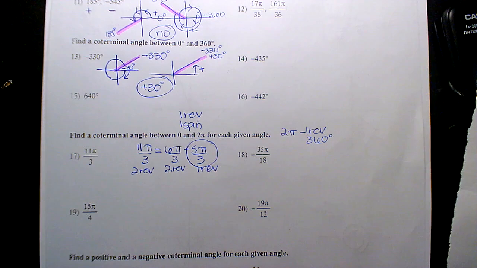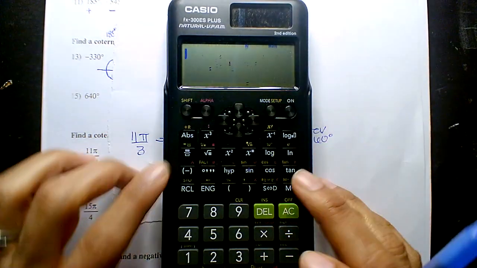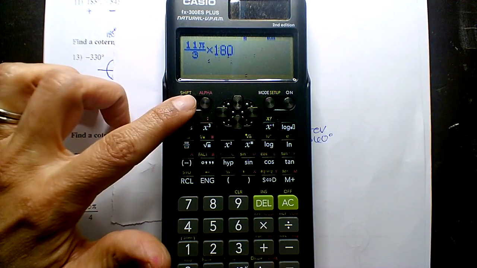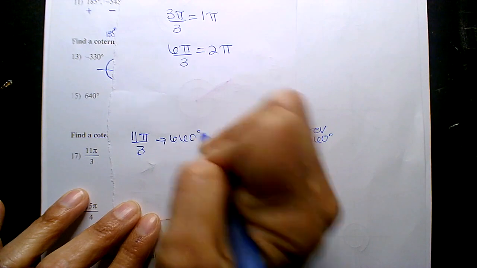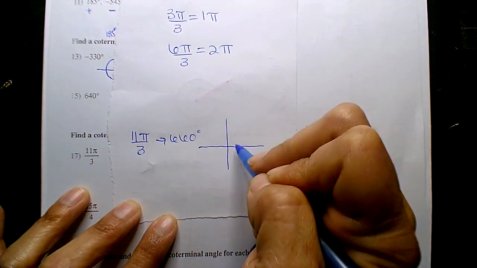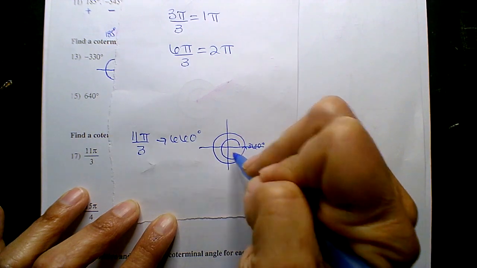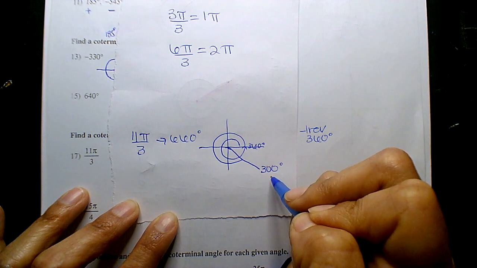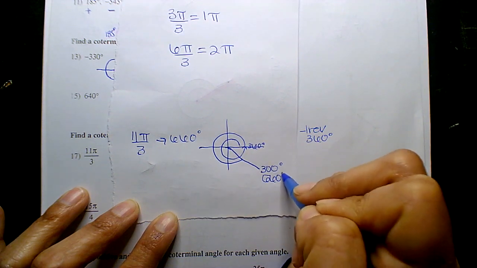Okay, so let's go to degrees if you guys don't understand that. 11 pi over 3, transfer that to a degree. 11 pi over 3 times 180 over pi, and I get 660, right? This is equivalent to 660 degrees. If I do the visual, this is 360, but I want 660, so I'm going to go another 300 degrees. This is my 300 degrees, or it's equivalent to 660 degrees.